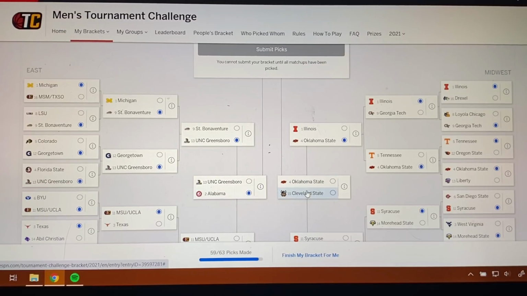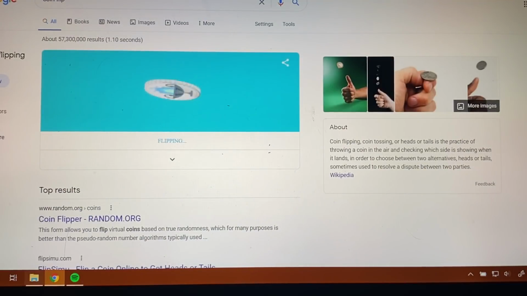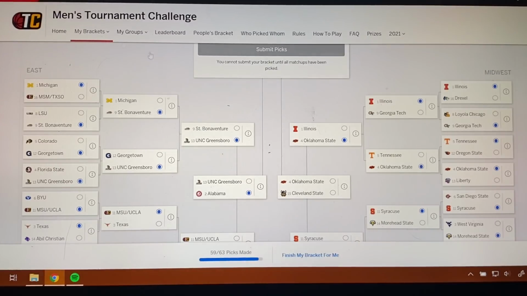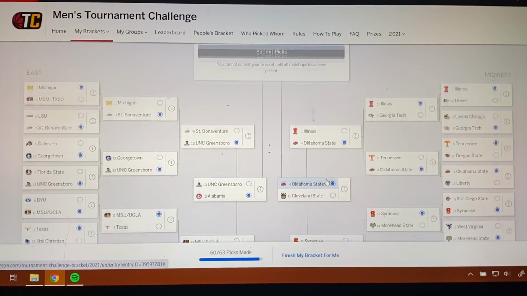Oklahoma State versus Cleveland State. Come on, Cleveland State. We're rooting for tails again. Come on, Cleveland State. We have heads. Oh, man. So we have Oklahoma State advancing.